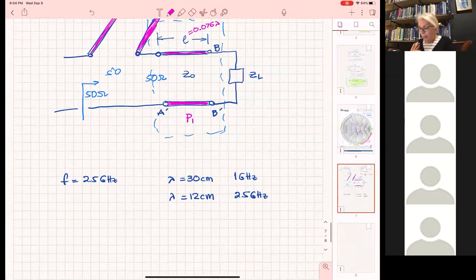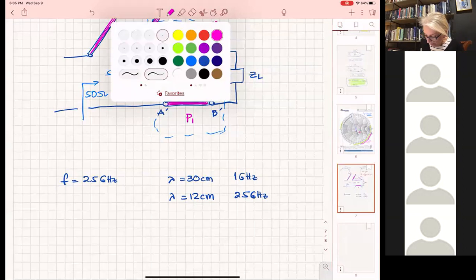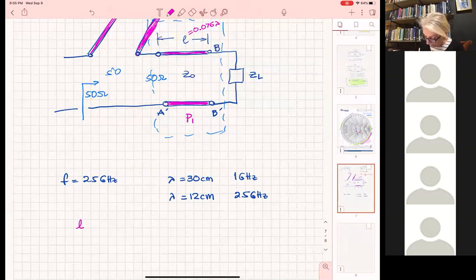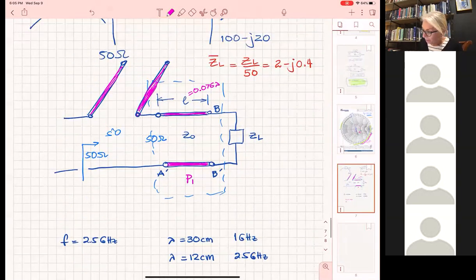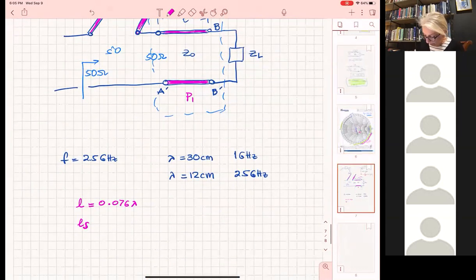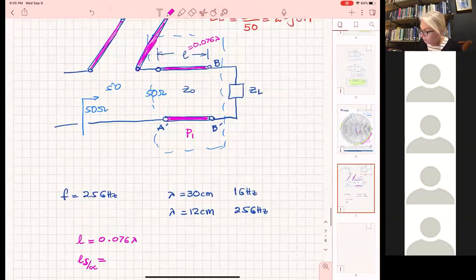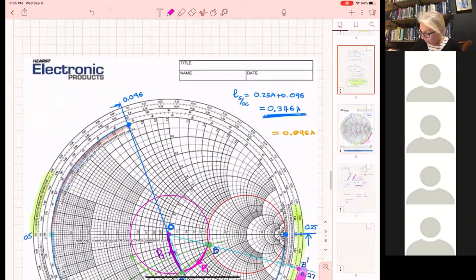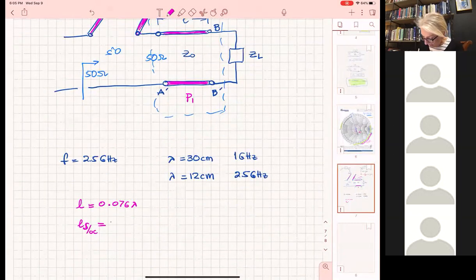Okay, so now let's try to realize them. What we found is L, which is the line, 0.076 lambda, and we found LS, which is the stub, for the open circuited stub, which is, what did we say, 0.346 lambda. How much is this going to be at 2.5 gigahertz?